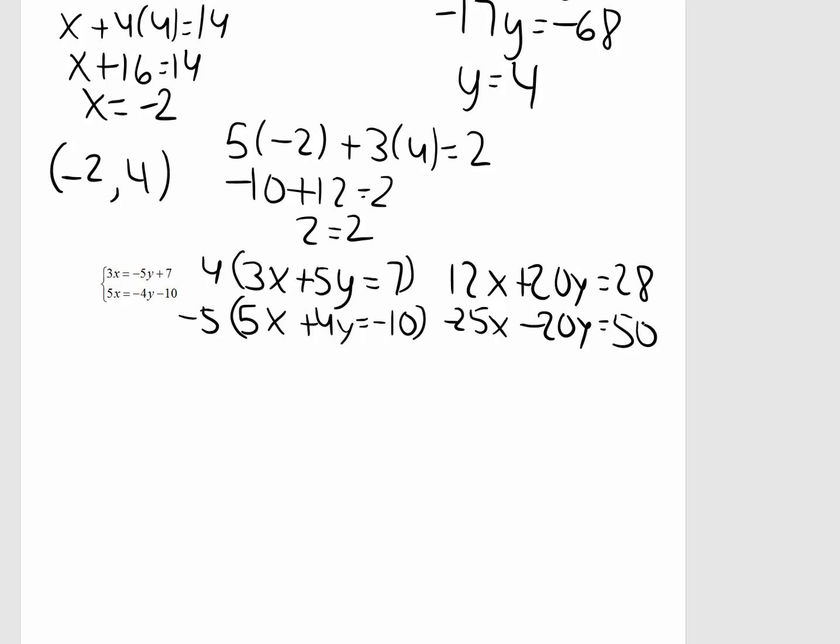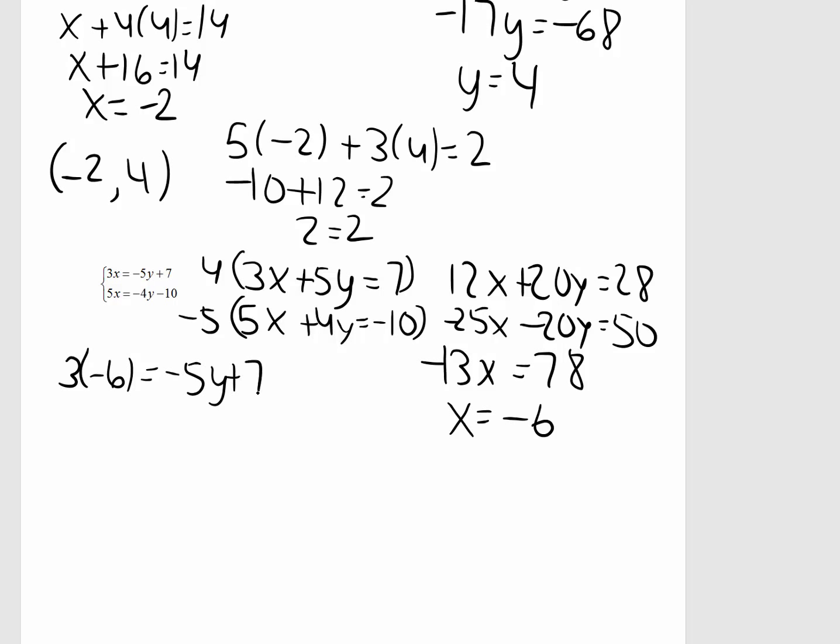So 12x plus a negative 25x is negative 13x. 20y plus a negative 20y is 0. And 28 plus 50 is 78. Divide both sides by negative 13. That gives you x equal to negative 6. I'm going to plug it back into the top so I can solve the equation for y.